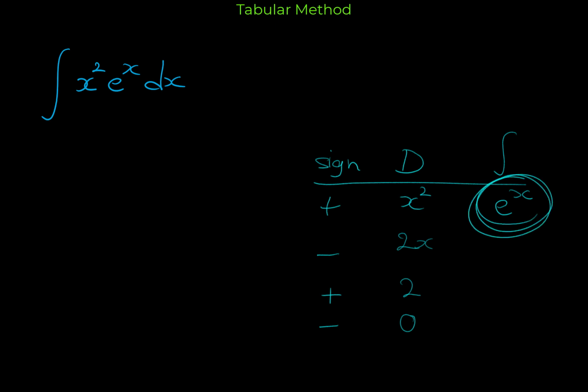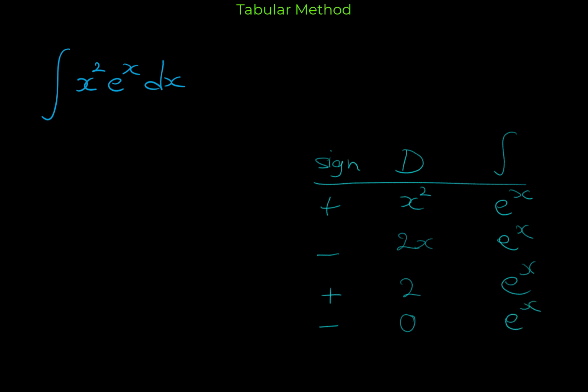Now for the integral column, you have to take the integral. What is the integral of e to the x? E to the x. What is the integral of e to the x again? E to the x. And you have to continue this up to the row that is 0. And finally, the integral of e to the x again is e to the x.